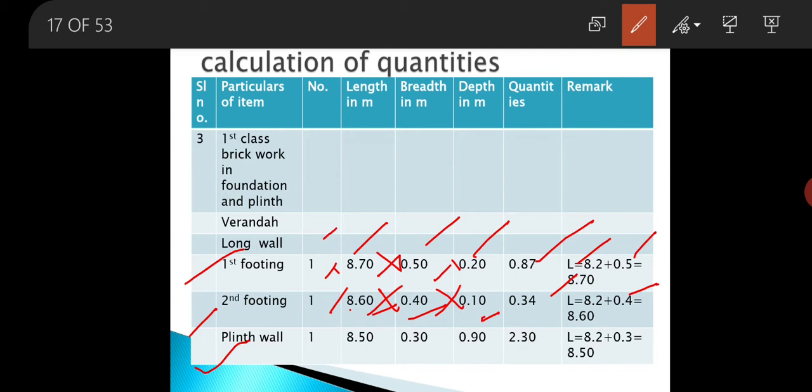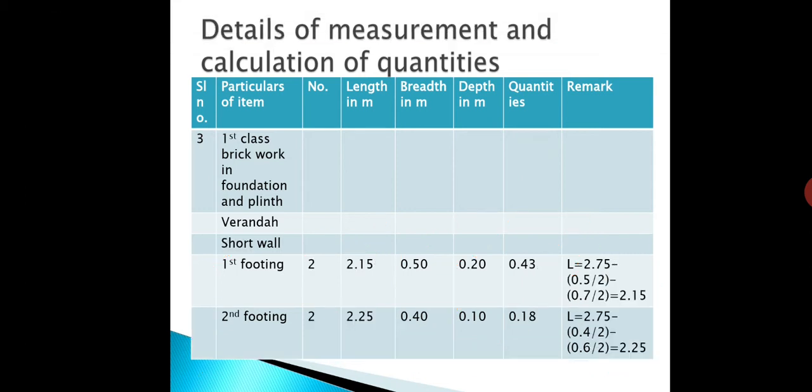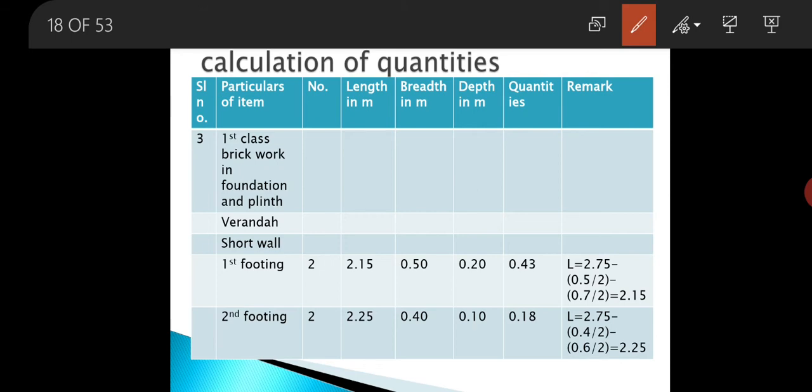Similarly for the plinth wall, with the center to center length of 8.2, you have to add 0.3, that is the width of the plinth wall. So this will give you 8.5. Width is 0.3, thickness is 0.9. So after multiplying all these, we will get the total quantity as 2.30 cubic meter. Then we will move to the calculation of the short wall.